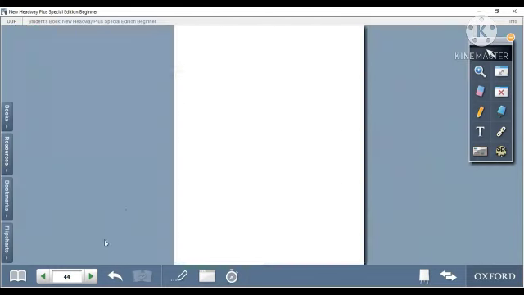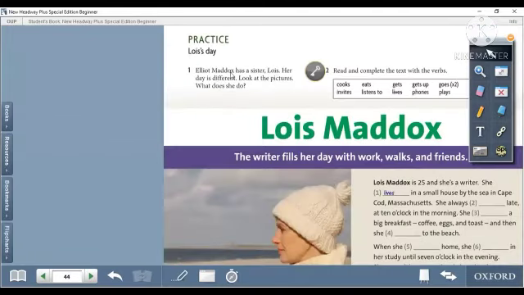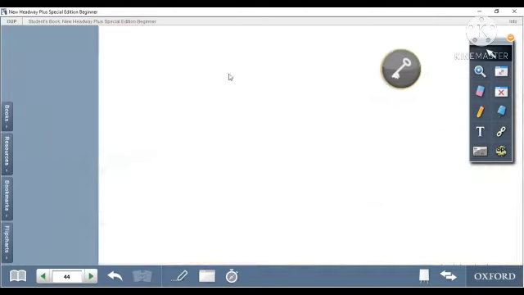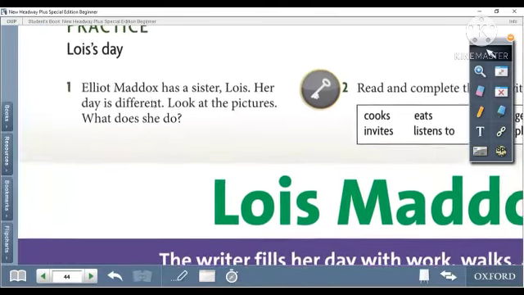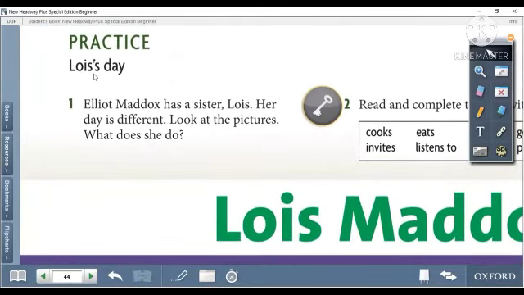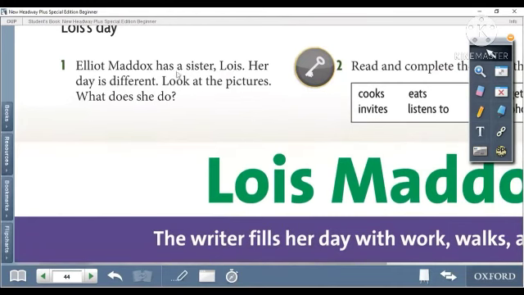Let's move to second page. عندنا هنا. I'm not sure of the pronunciation of this name. Lewis's, I think. Lewis's day. Elliot Maddox has a sister, Lewis. Her day is different. Look at the pictures. What does she do?